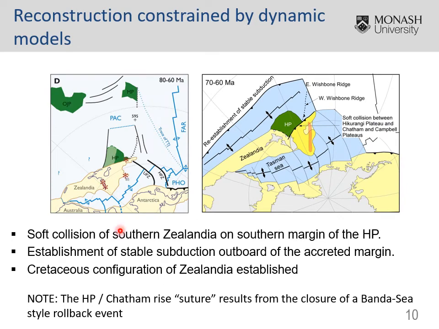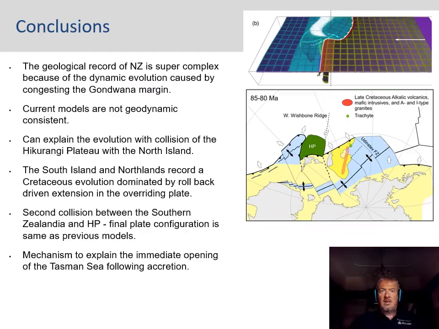The final stage of this model is when the rollback of the southern part of Zealandia continues until the subduction trench accretes and interacts with the southern margin of the Hikurangi Plateau. Once this occurs, the margin shifts outboard and there's a stable configuration where Zealandia is now located within the overriding plate. And this is the Cretaceous configuration of Zealandia, and it has been established by this point at about 60 million years. The Cretaceous geological record of New Zealand is complicated because it involves congested subduction.